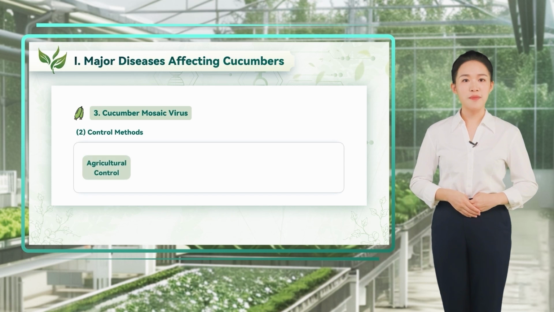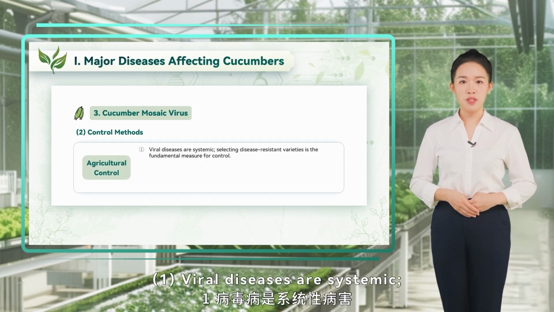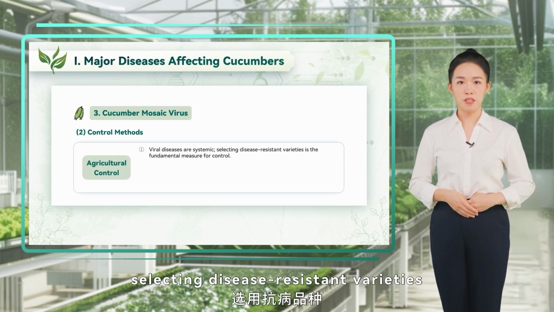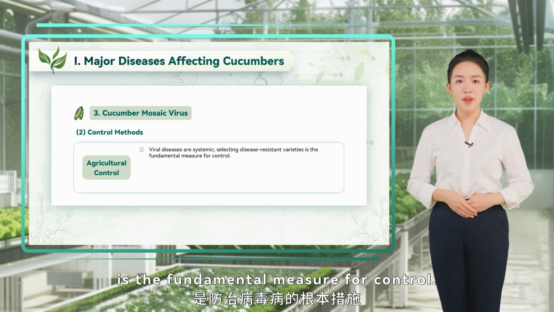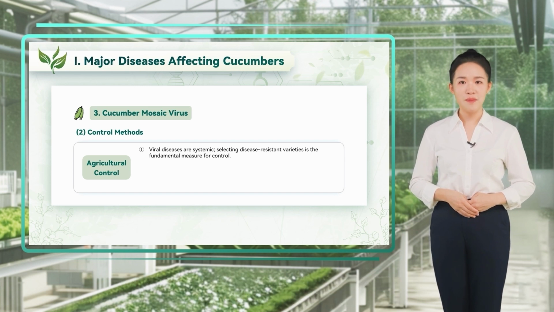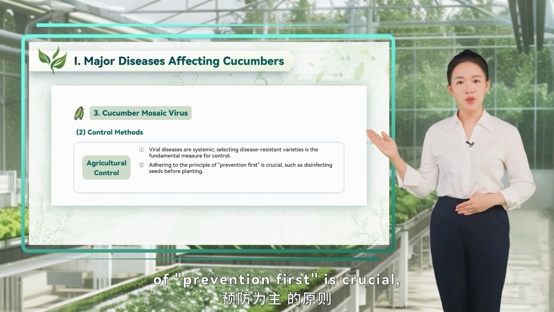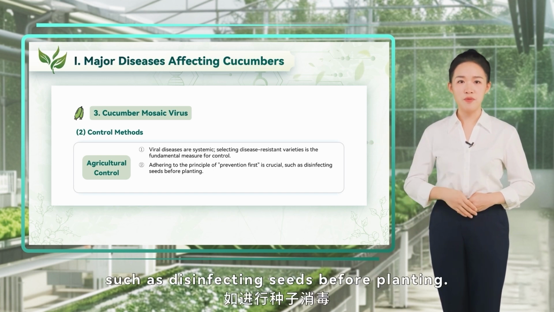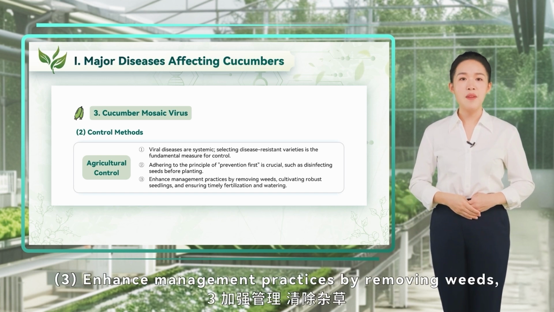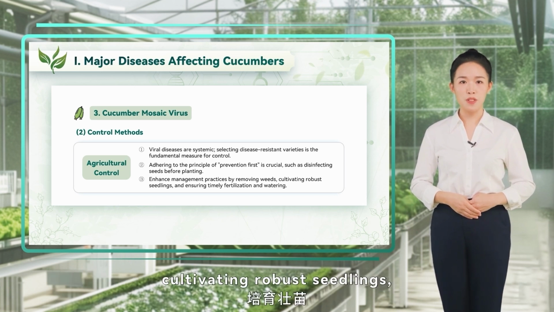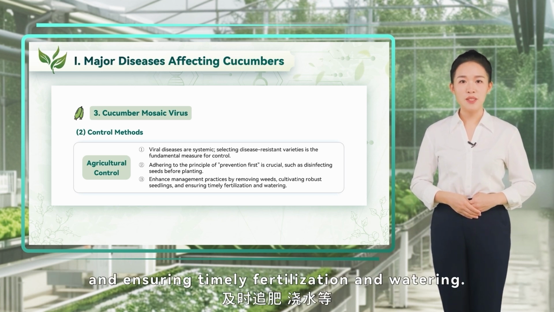Agricultural control. 1. Viral diseases are systemic. Selecting disease-resistant varieties is the fundamental measure for control. 2. Adhering to the principle of prevention first is crucial, such as disinfecting seeds before planting. 3. Enhance management practices by removing weeds, cultivating robust seedlings, and ensuring timely fertilization and watering.